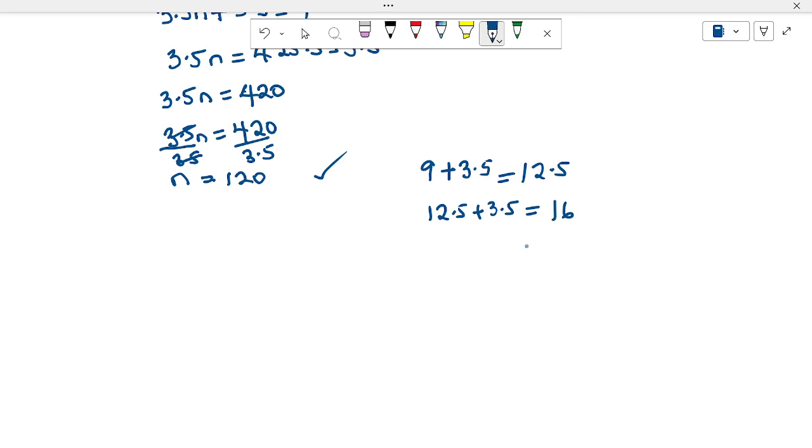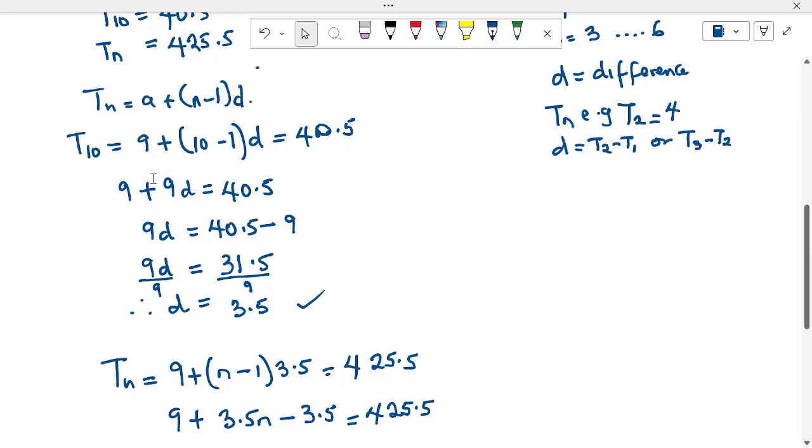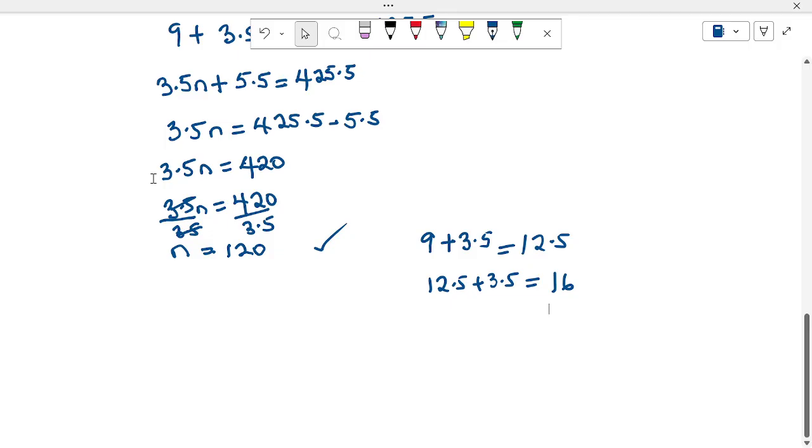You find out that the 10th term is what they gave you up there, which is, what is our 10th term? 40.5. And if you continue to do it to the 120th term, you'll find out that the figure in the 120th term will be 425.5. So arithmetic progression helps you because it is stressful.